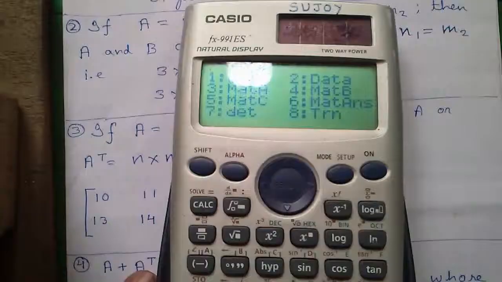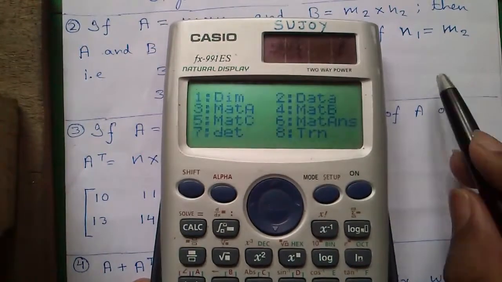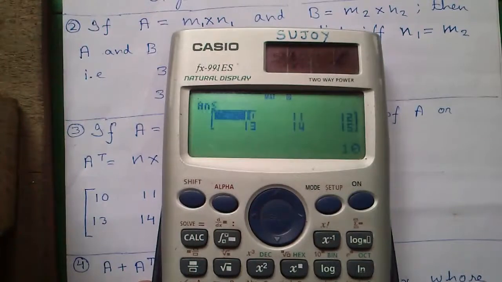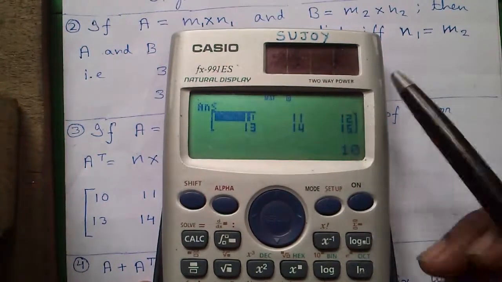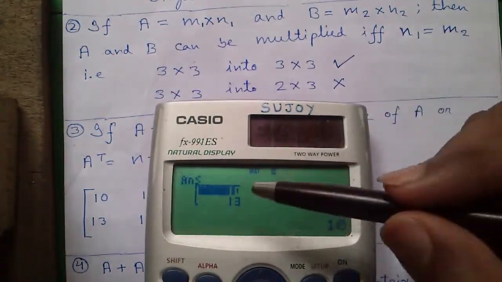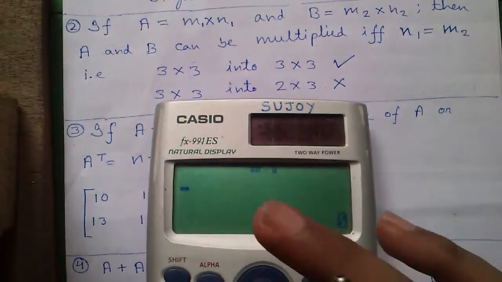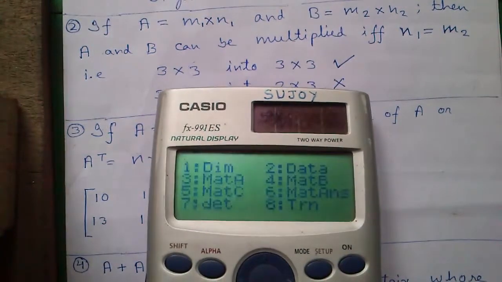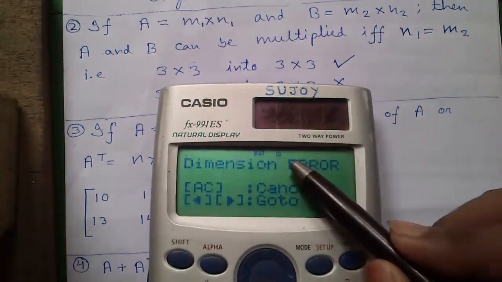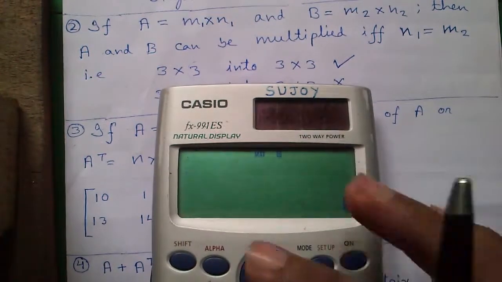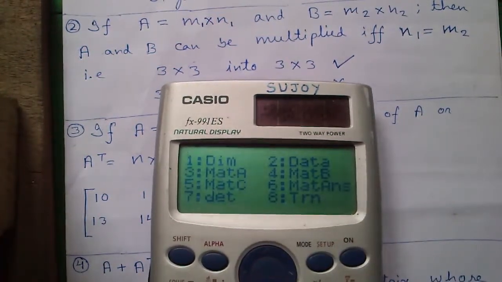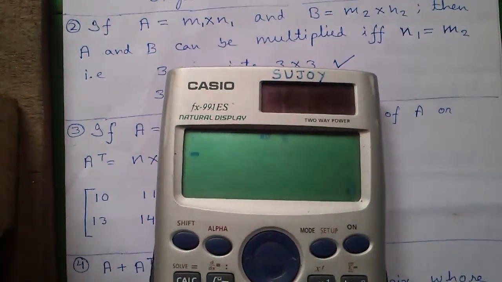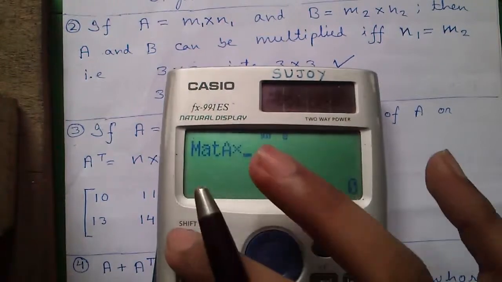Let's check it. Our matrix A is our 3 cross 3 matrix. We have another matrix, matrix C, which is a 2 cross 3 matrix. So we can't multiply them. Let's check it. If we try to multiply matrix A with matrix C, we'll get a dimension error. But our matrix A is a 3 cross 3 matrix and our matrix B is also a 3 cross 3 matrix. So we can multiply them. Let's do it.